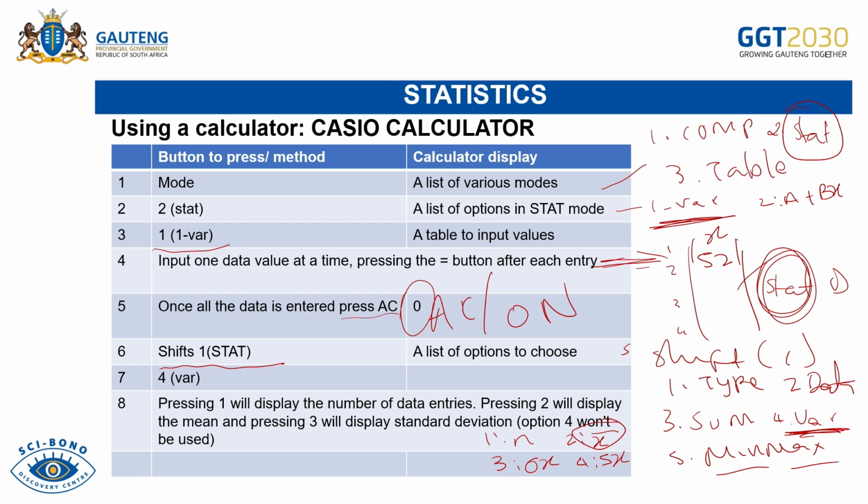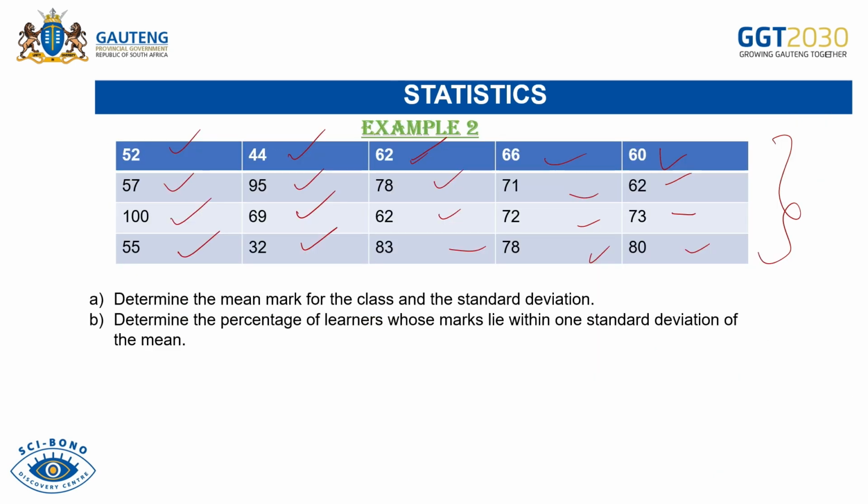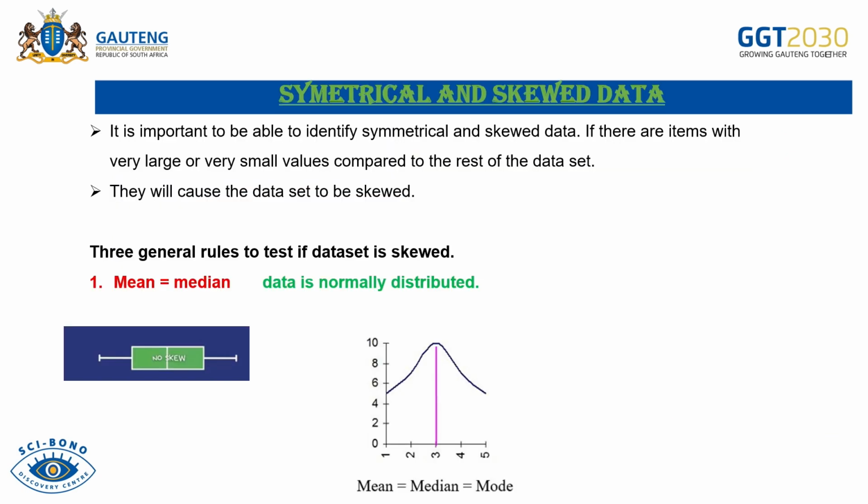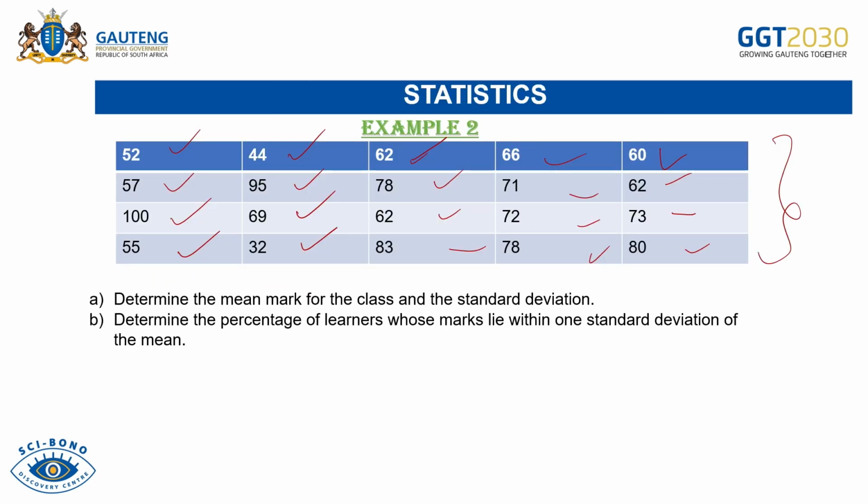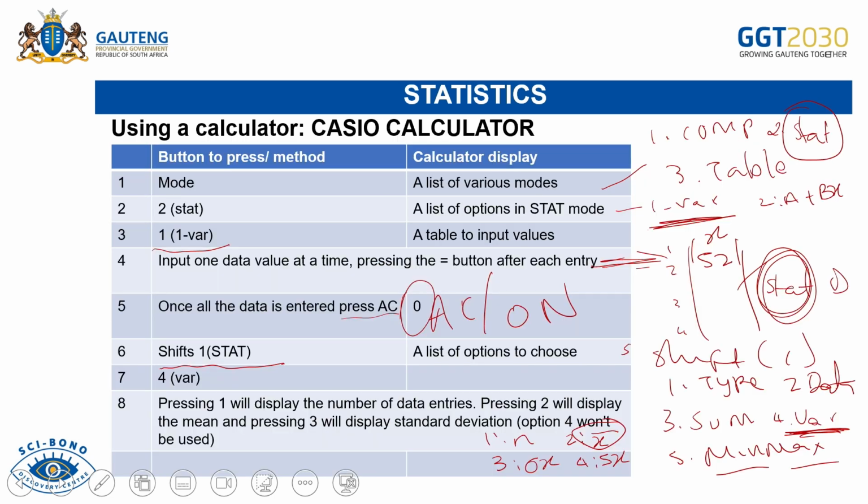If you press 2, you will get your X bar. It is given as 67.55. And then again, you press your AC, then you go to shift again, and then you press 1. You'll go through the same process.